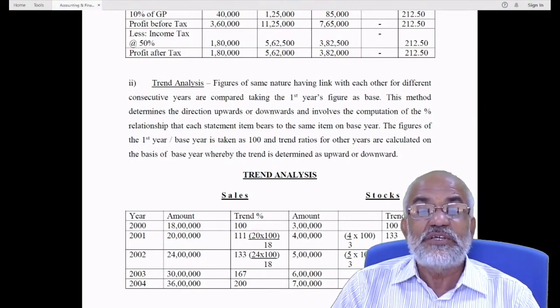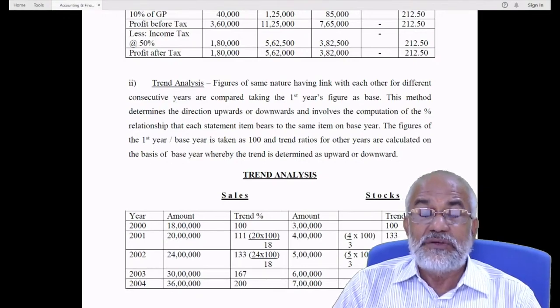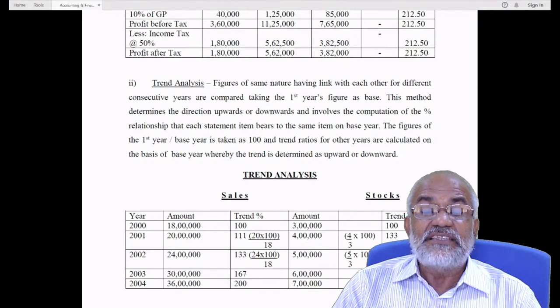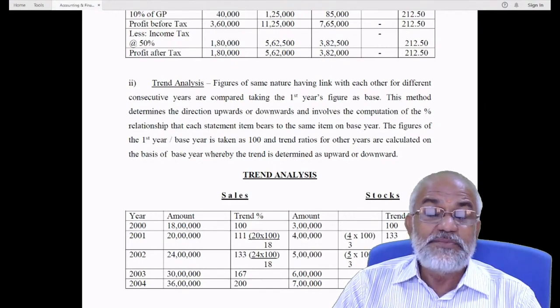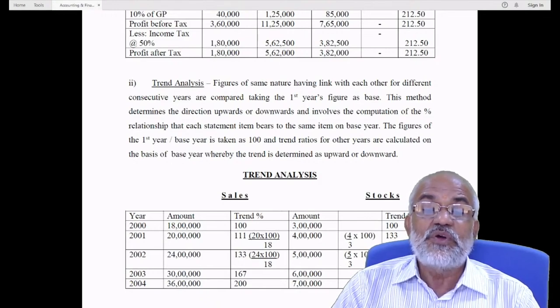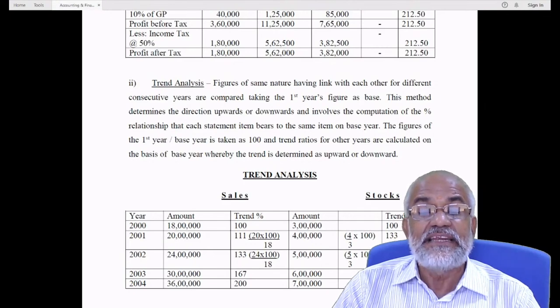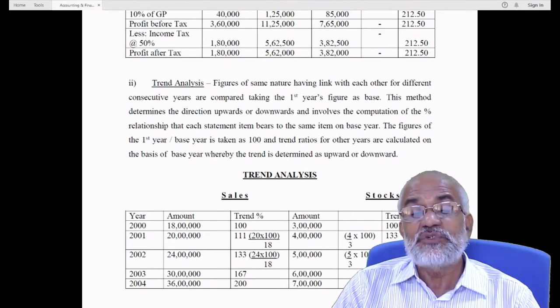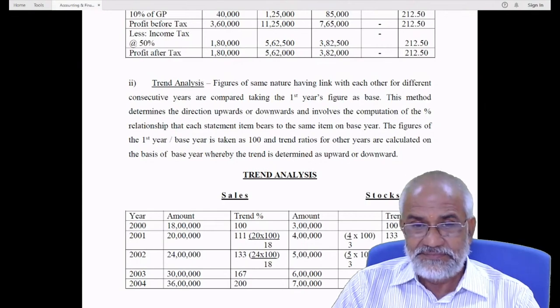So in the first year, it was 100%, which is the base year. In the second year, the trend of sale was 111%. In the third year, the trend was 133%. In the fourth year, it was 167%. And in the fifth year, it was 200%. So the sales are always in an increasing trend, and the trend is also increasing at an increasing rate.